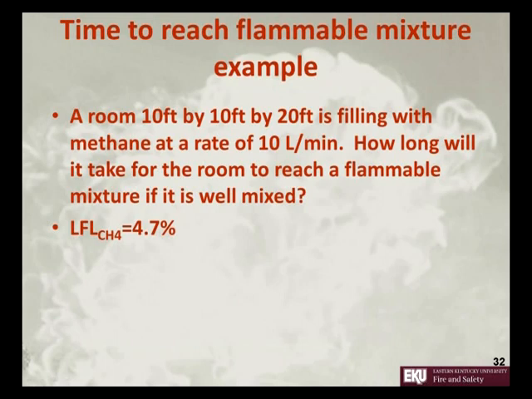So let's say we had a room 10 feet by 10 feet by 20 feet, and it's filling with methane at a rate of 10 liters per minute. If you buy a rotameter or a flowmeter for gases, they'll often be measured in liters per minute. So we know the lower flammability limit for methane is 4.7%. So what can we do to work this out? We can use the equation we just showed.